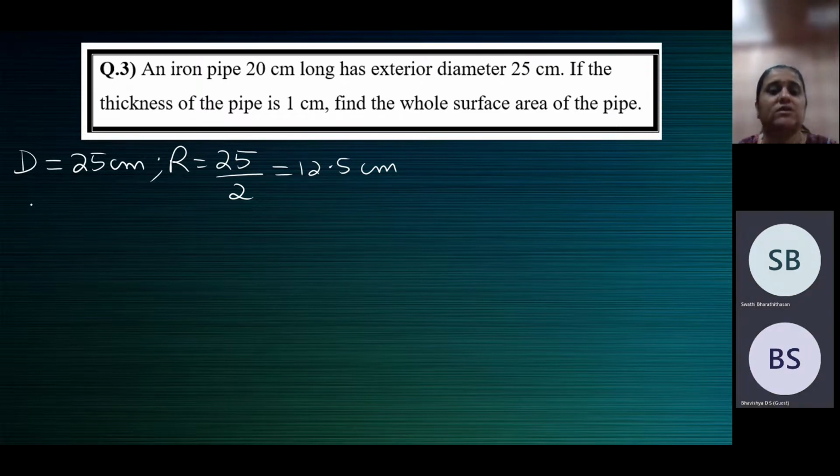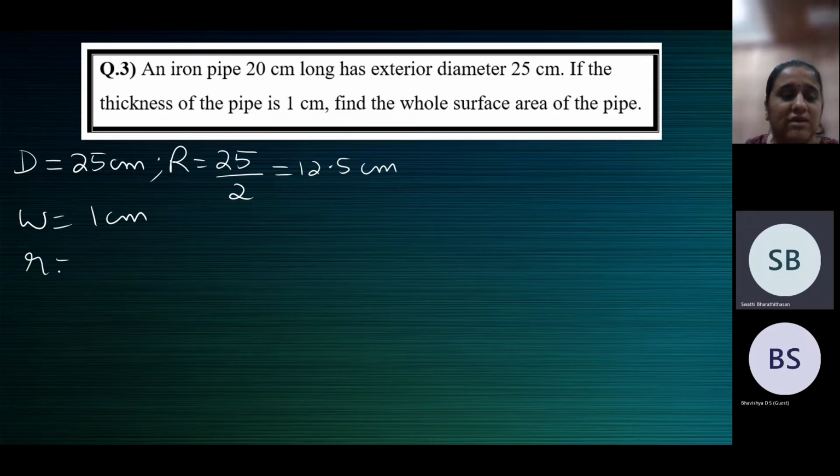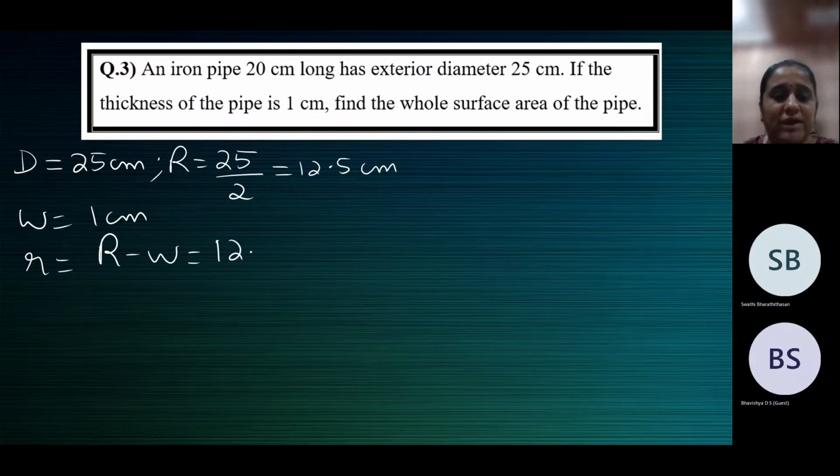Now then, what is the thickness of the pipe? 1 centimeter, ma'am. So letter W. W is equal to 1 centimeter. So you have capital R and W. What should you find using these two? Small r, ma'am. Yes, small r is equal to 12.5 minus 1, which is 11.5 centimeter. Very good.